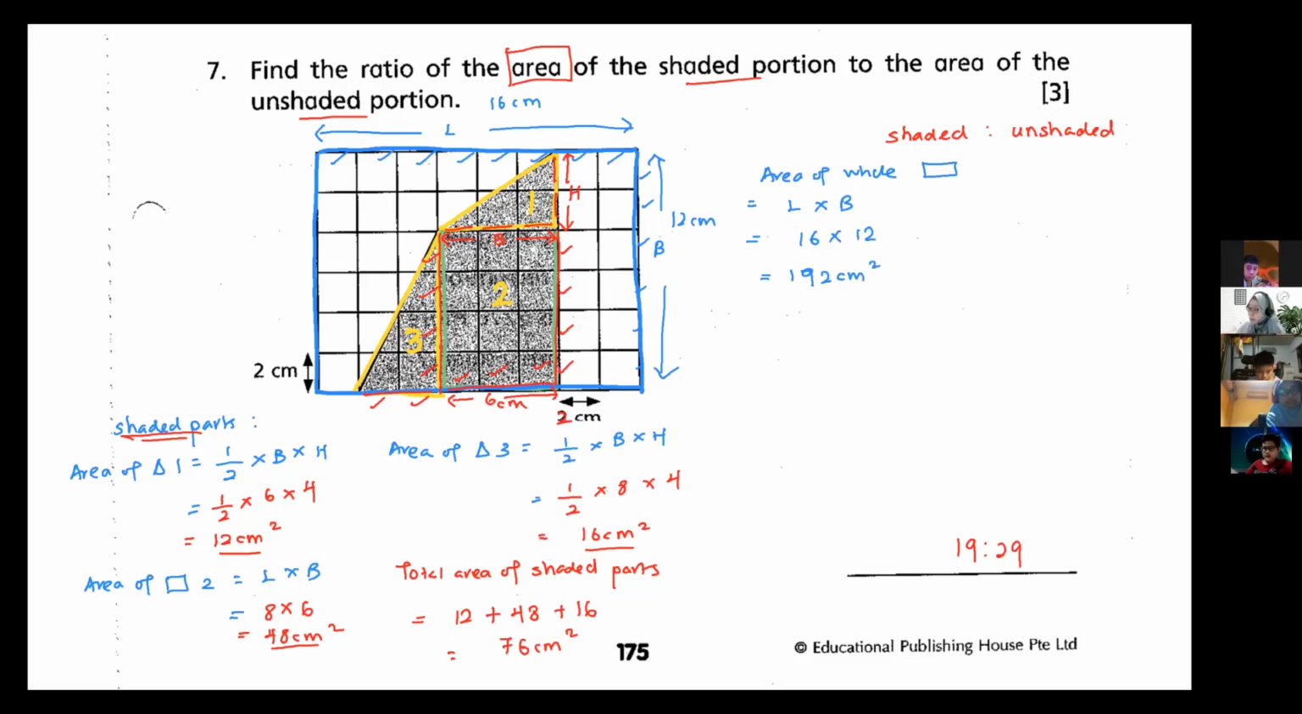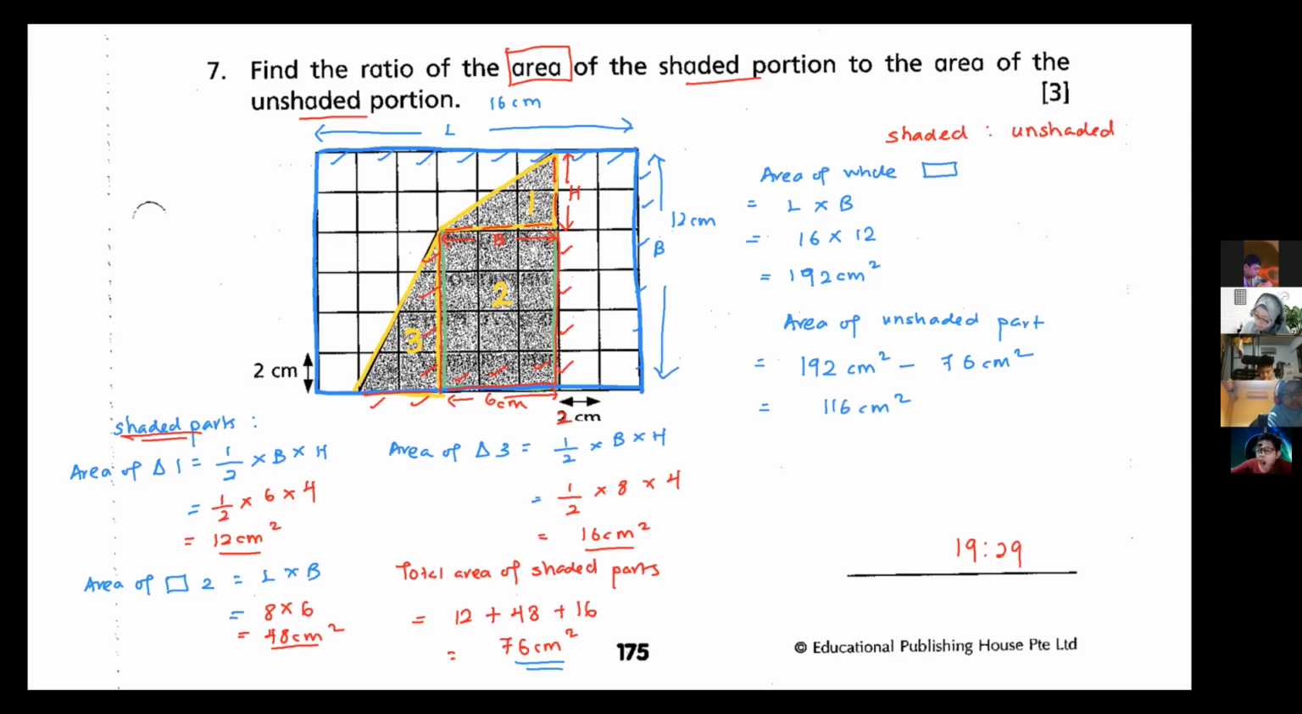Now, can we find the area of the unshaded part? The area of the unshaded part: you take the whole area, 192 cm squared, and take away all the shaded parts, which is 76 cm squared. This equals 116 cm squared.